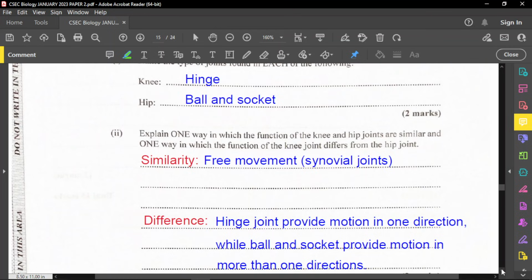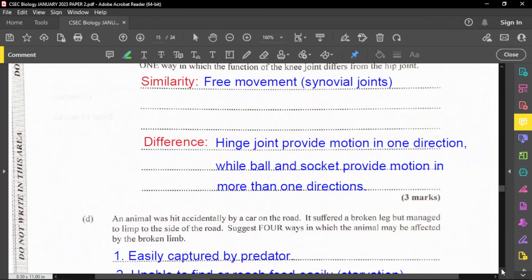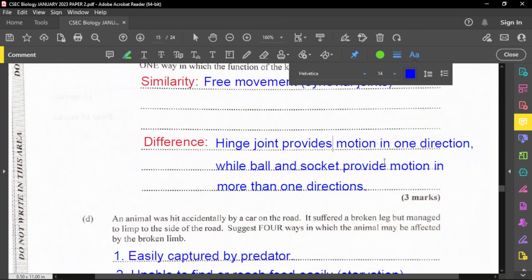All right, so they are movable joints. You have free movement taking place at those 2 joints. And the difference between them is that the hinge joint provides motion in one direction, while the ball and socket provides motion in more than one direction. So I'm just putting down my answer right here. All right, so that's it for that question. 3 marks easily.